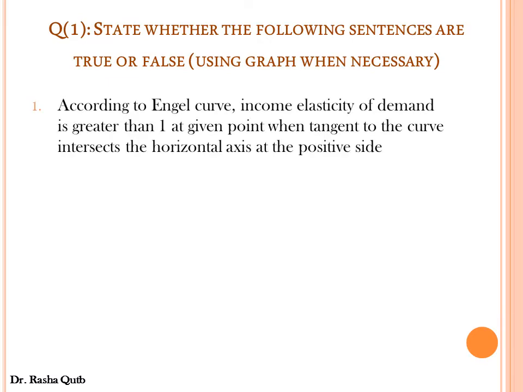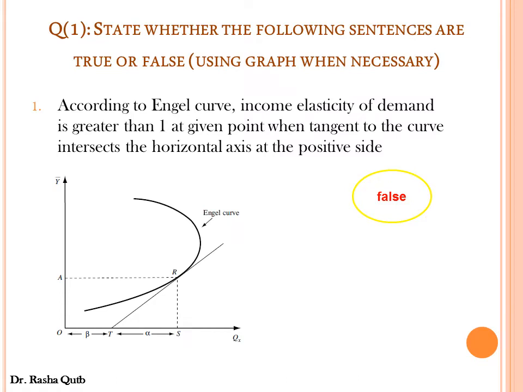First, according to Engel curve, income elasticity of demand is greater than 1 at a given point when the tangent to the curve intersects the horizontal axis at the positive side. This sentence is false, and the correction is when the tangent to the Engel curve intersects the positive side of the x-axis, the income elasticity of demand would be less than 1. This is indicated by the point R.